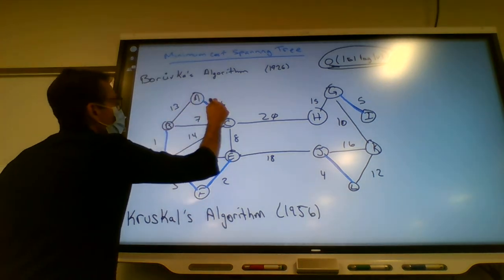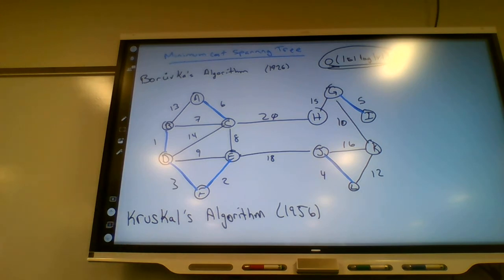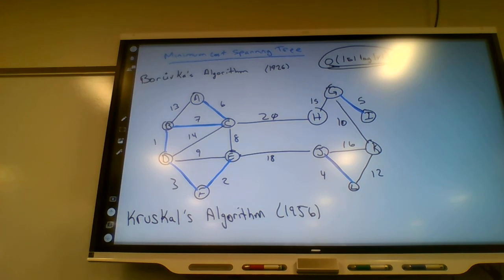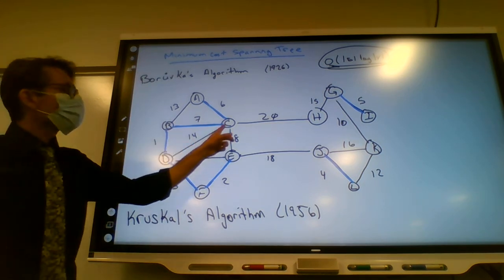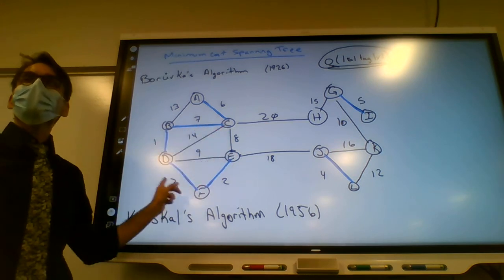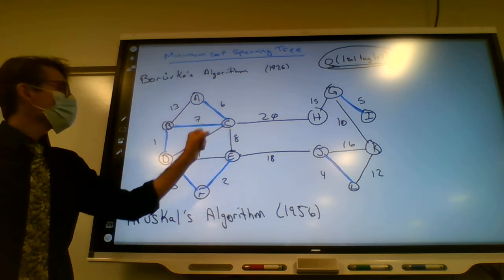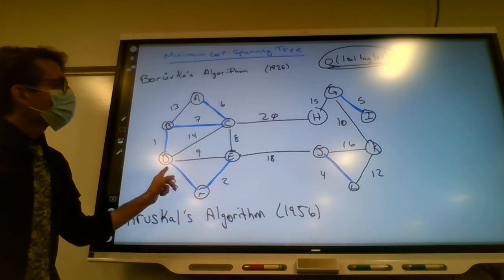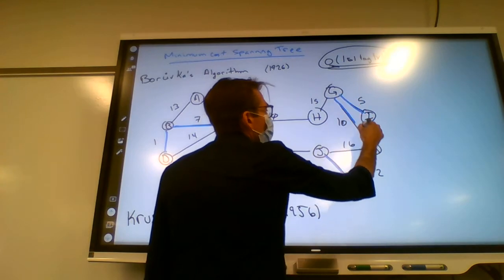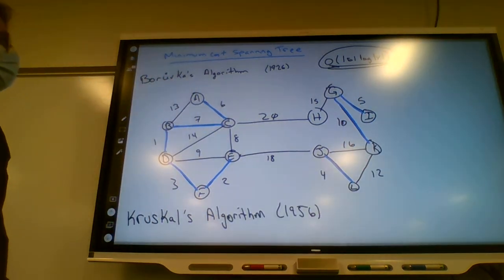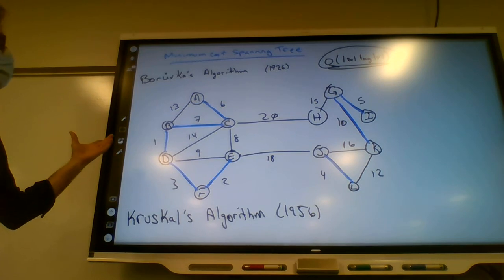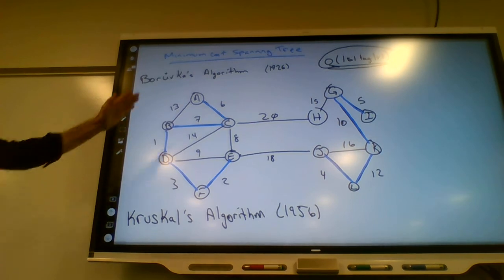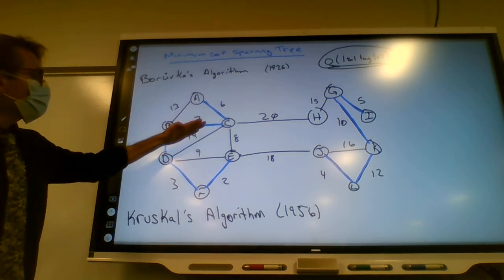6 is next. 7. And 7. Oh, wait. Uh-oh. What about 8? You can't do 8, because 8 would create a cycle. So we skip over 8. What about 9? We create a cycle, can't do that. 10's okay. It's kind of rude, there's no 11. 12's okay. 13's no good. 14's no good. 15's alright.